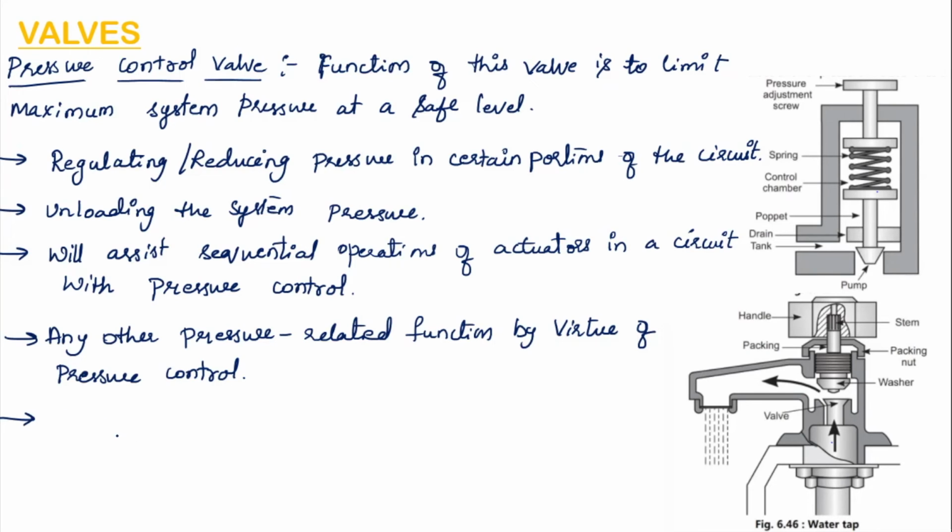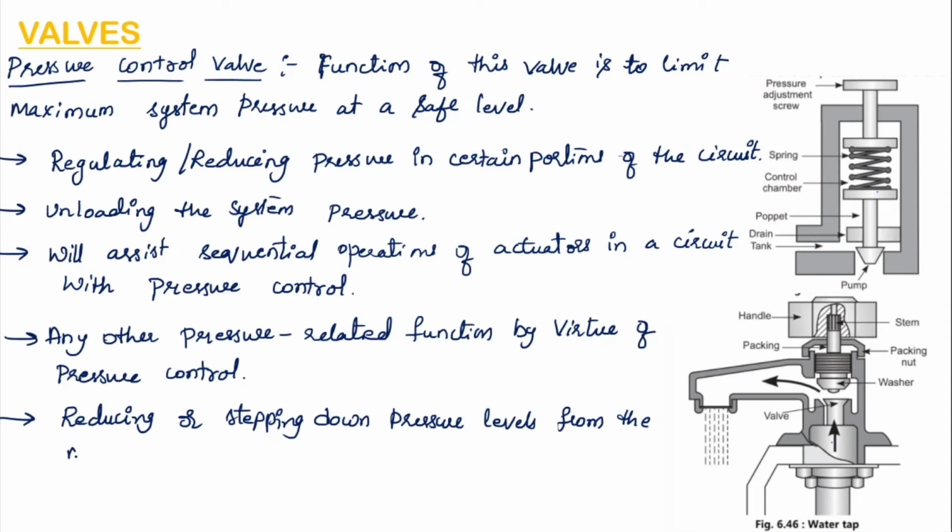The pressure control valve is also used for reducing or stepping down, that is, lessening the pressure, stepping down pressure levels from the main circuit to a lower pressure in a sub-circuit.